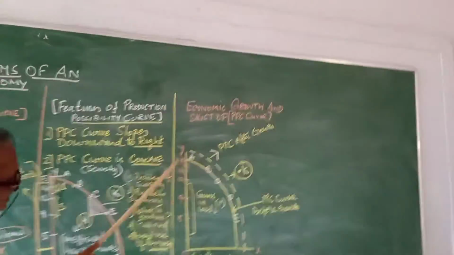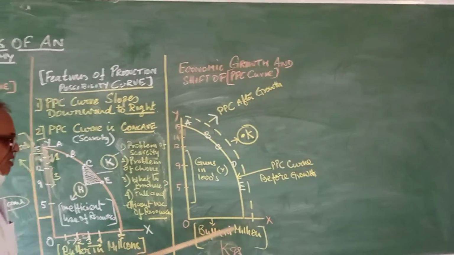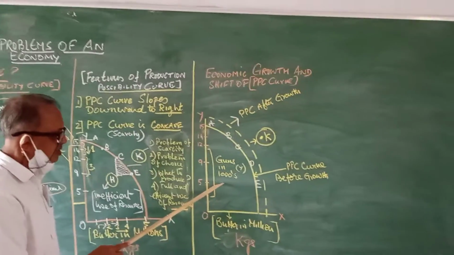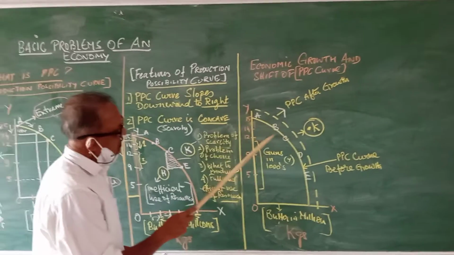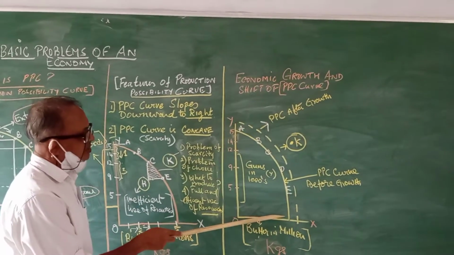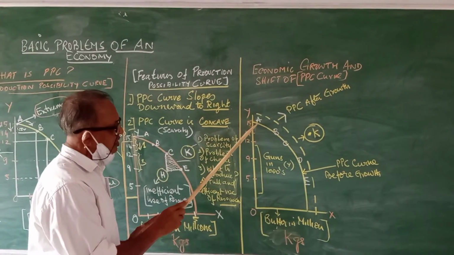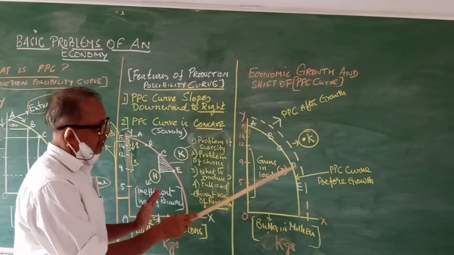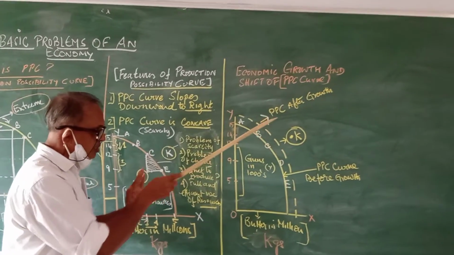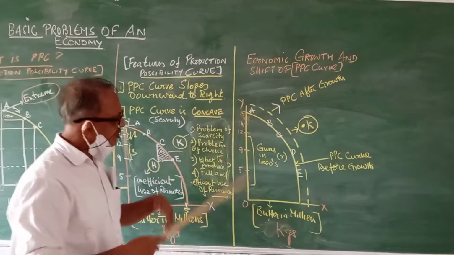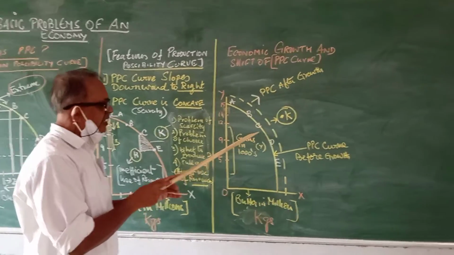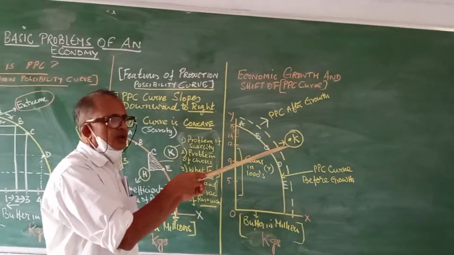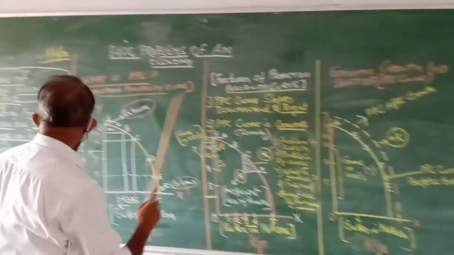So here in this diagram, we find the y-axis and the x-axis. And in the x-axis we find butter in million kgs, and we find the production of guns in thousands. So here this original curve indicates that there is no economic growth. The economy is only making choices with the help of this curve. And now you see the dotted lines. The dotted lines represent that the economy has grown. It has already grown. So when the economy has grown, now the economy can think of going beyond this curve to the point K.